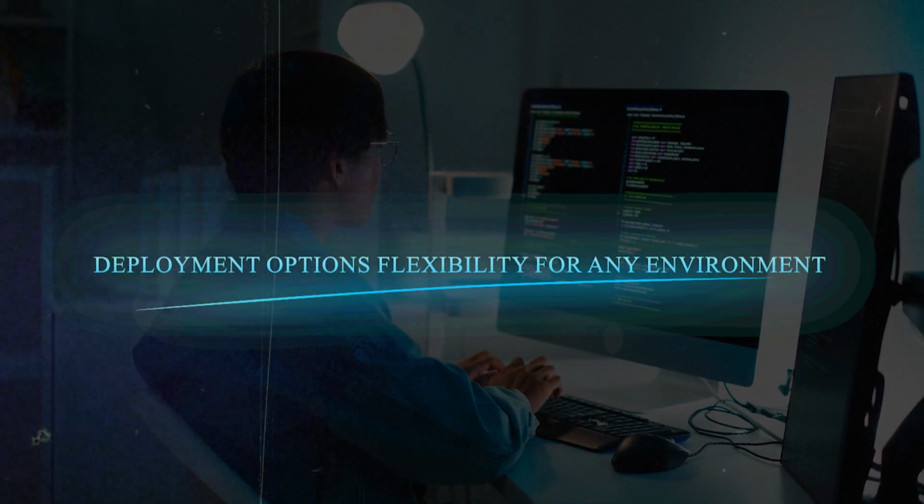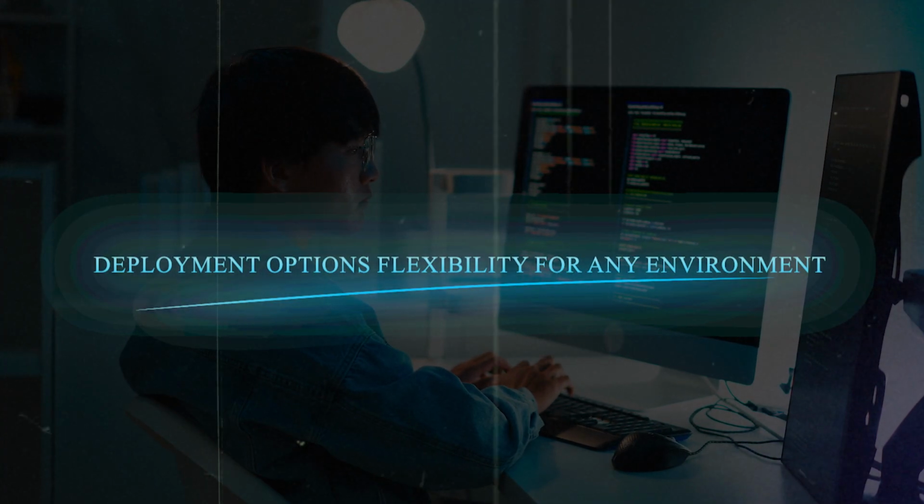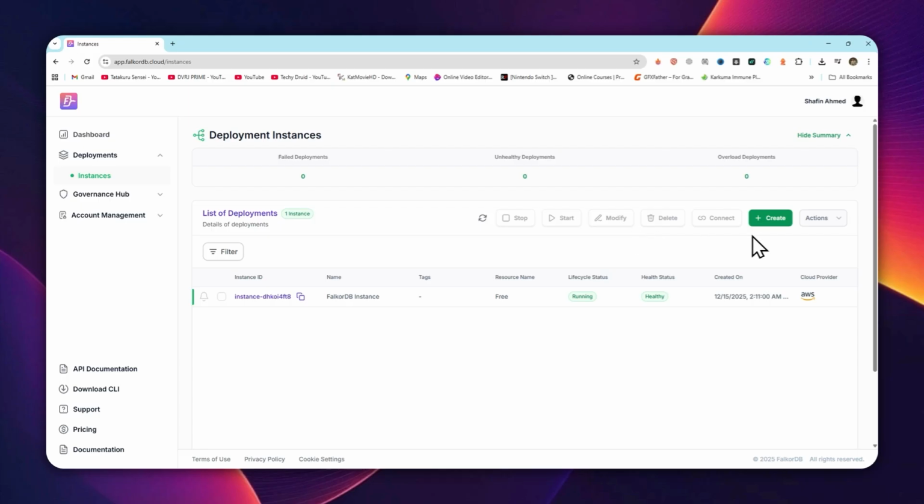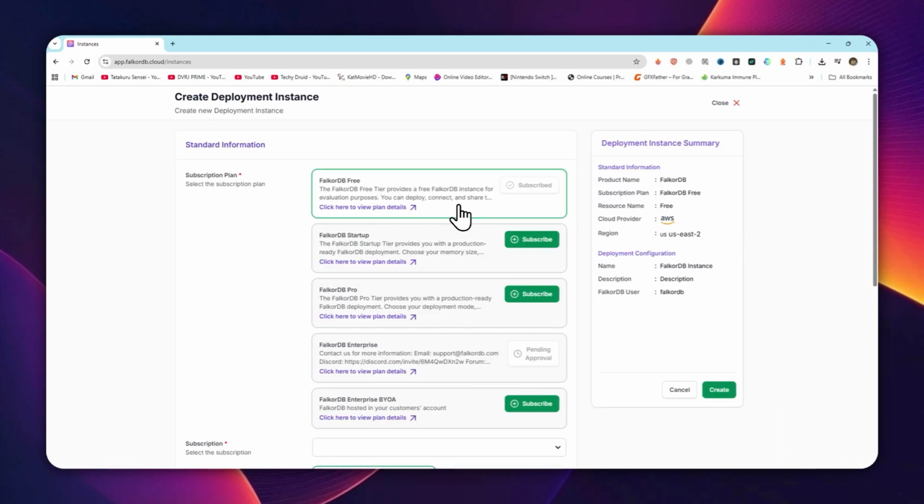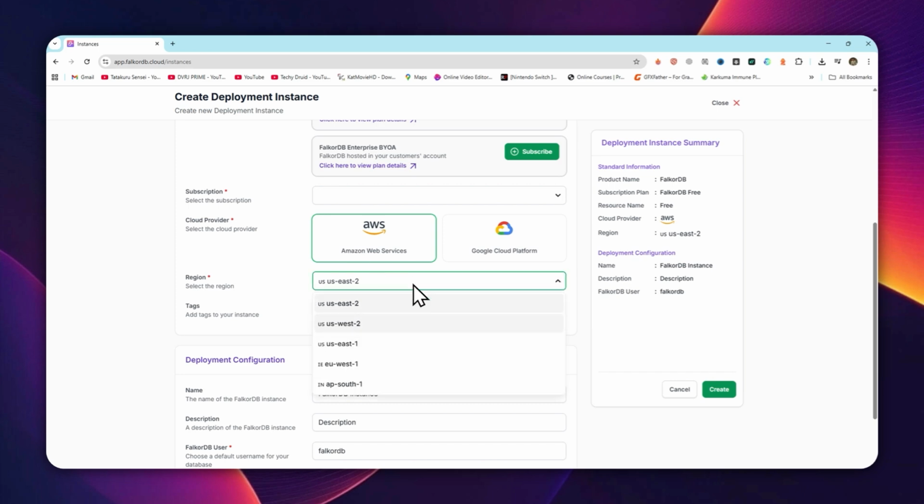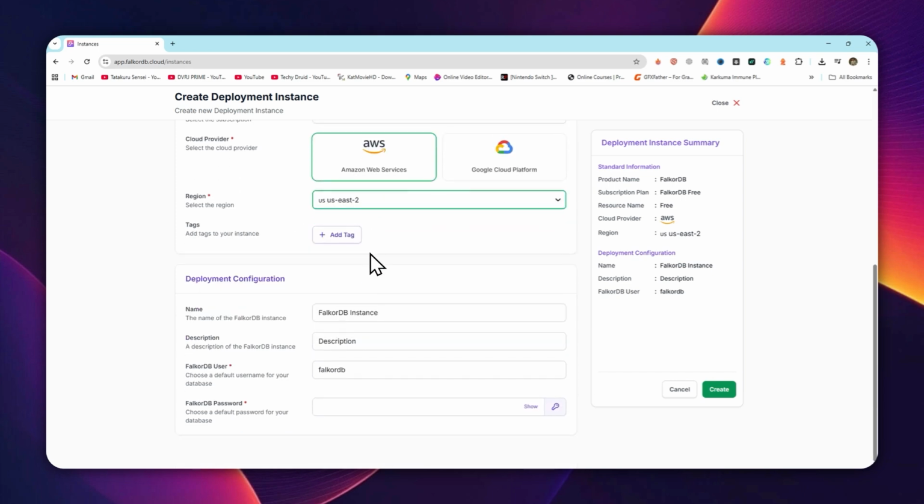Deployment options. Flexibility for any environment. FalkorDB can be deployed on AWS, Azure, and GCP, on-premises for compliance-heavy organizations, locally for developers via Docker, or direct Redis module installation. This allows teams to choose the architecture that matches their security, scalability, and infrastructure needs.